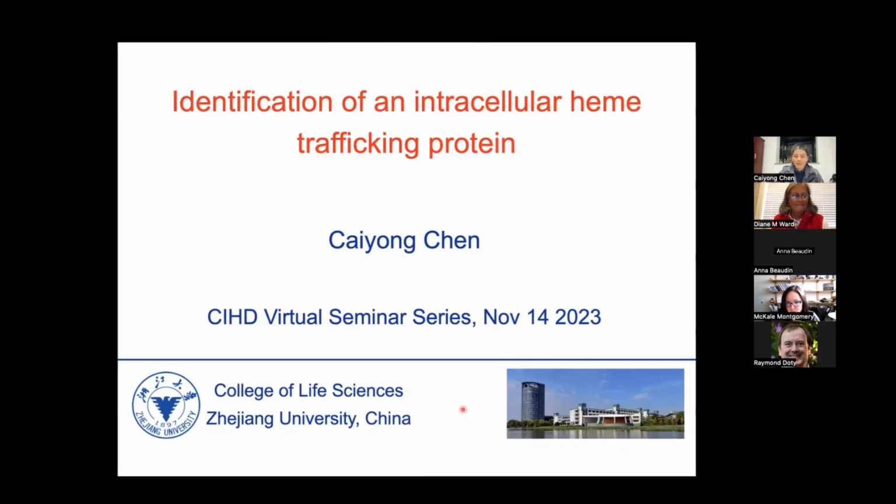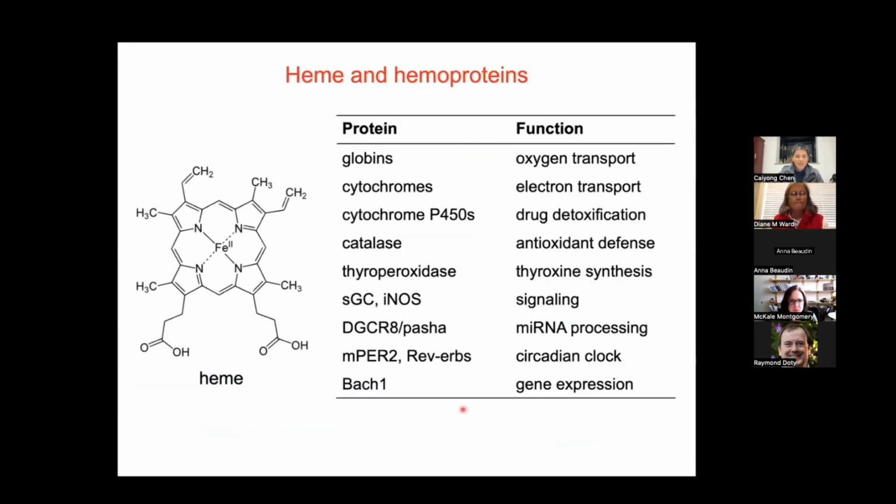My lab mainly works on heme metabolism. Heme is an iron-containing porphyrin that is critical for many biological processes. Heme is a cofactor for hemoglobin, myoglobin, cytochromes, cytochrome P450s, catalases, many peroxidases, and other enzymes such as soluble guanylate cyclases and inducible NO synthase. Heme can also bind and regulate the function of a number of proteins, including DGCR8, which is also called PASHA, mTOR2, REV-ERBs, and transcription factors such as BACH1.